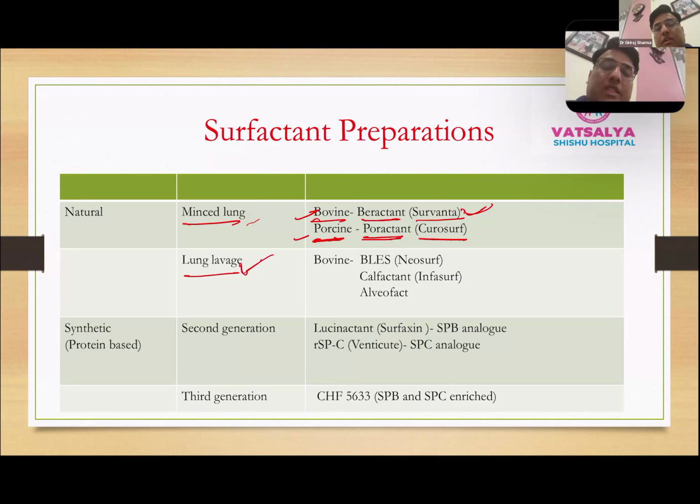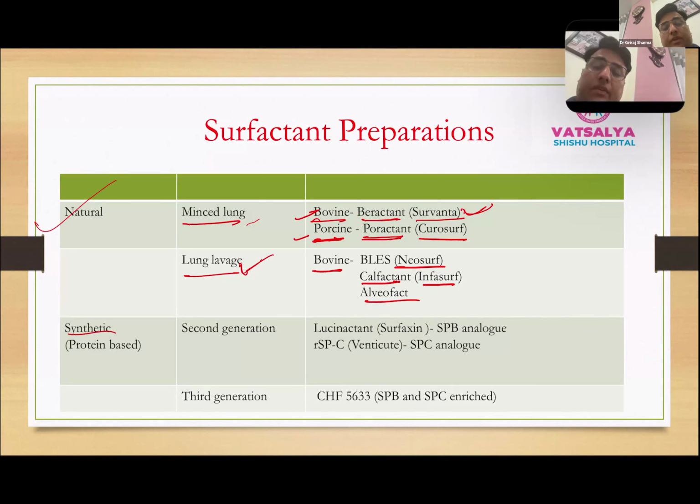Second, among lung lavage based surfactants, BLES, which is bovine, is commonly available. Neosurf is a bovine based surfactant extracted by lung lavage. Others are Calfactant, Infasurf, and Alveofact. So these are all animal derived natural surfactants.